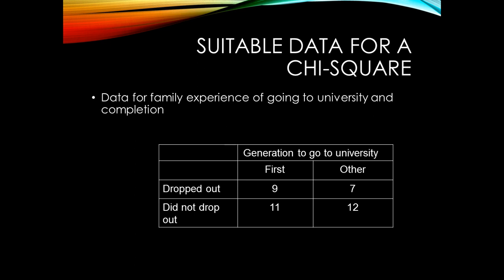So on this one, 9 people who were first generation students dropped out, and 11 people who were first generation students stuck with it and graduated and went laughing all the way into a future career. Whereas of those people who were not the first members of their family to go to university, 7 of them dropped out and 12 of them continued all the way to graduation. So just 4 numbers to look at here, nice and straightforward. Well, hopefully you'll think it's nice and straightforward as we go along.